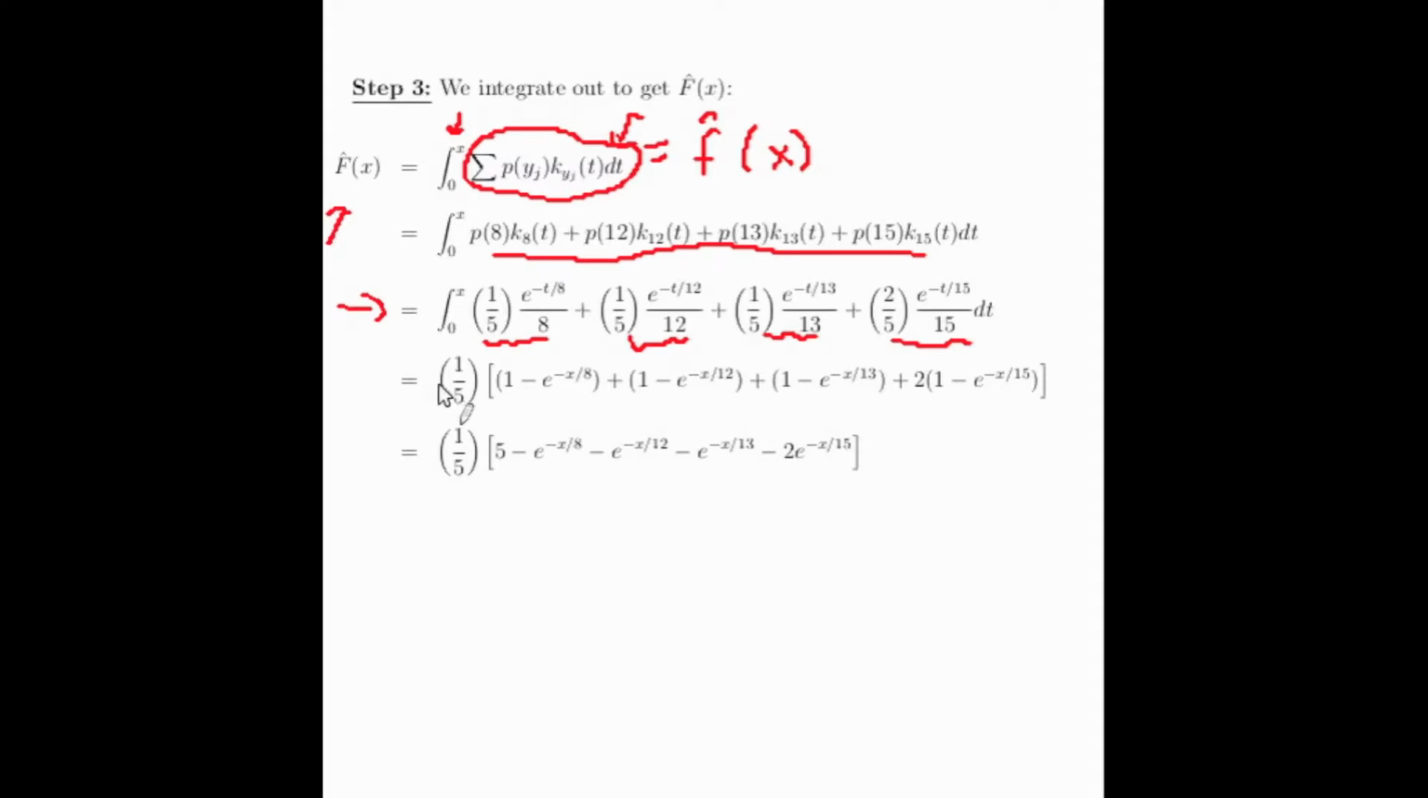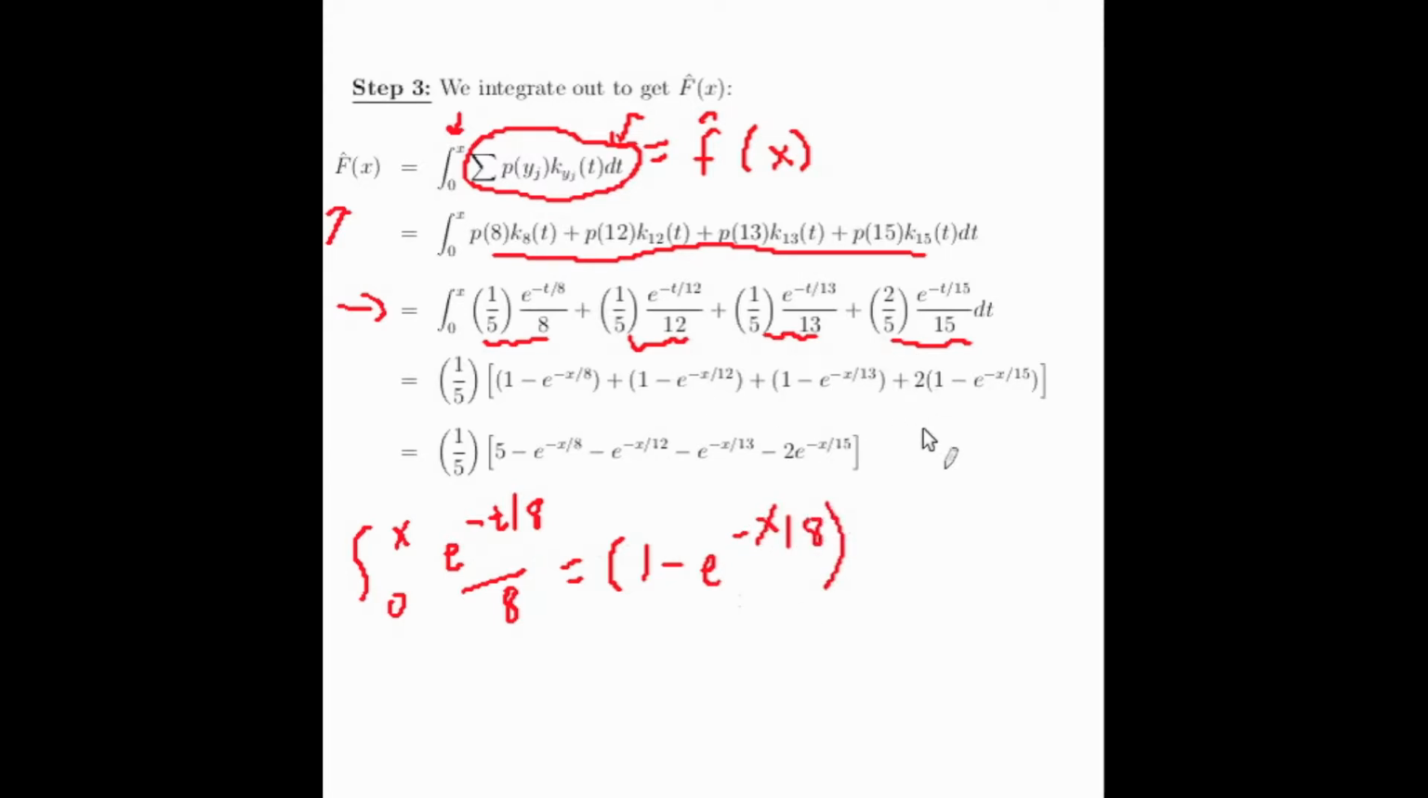I factor out a 1/5 to make things easier, and then this just goes from the PDF of an exponential distribution to the CDF of an exponential distribution. You can look this up right in the exam 4C tables, or if you want for practice, you can see that the integral from 0 to x of e to the negative t divided by 8, over 8, will give you 1 minus e to the negative x over 8, and so forth. And you can do that for the rest.